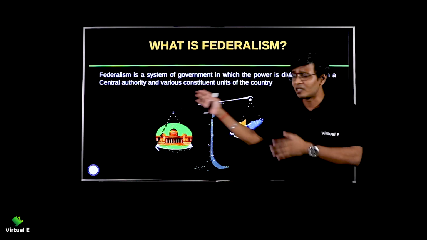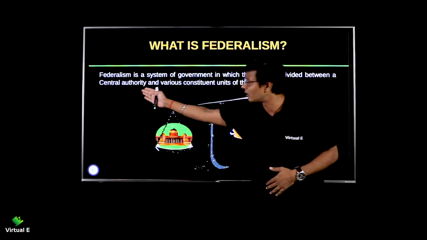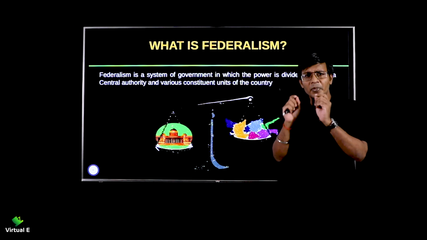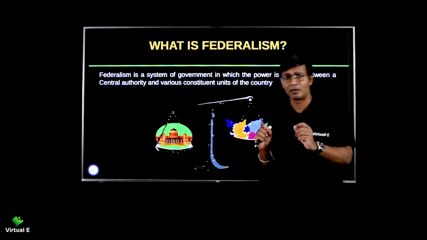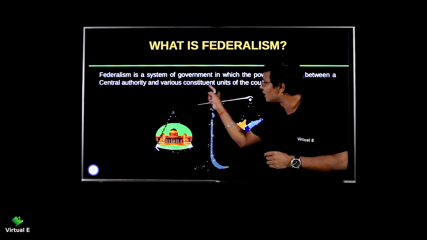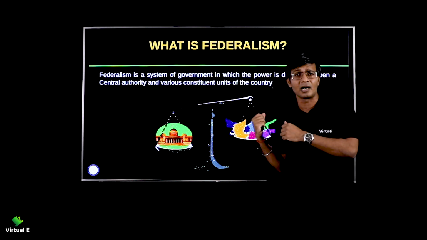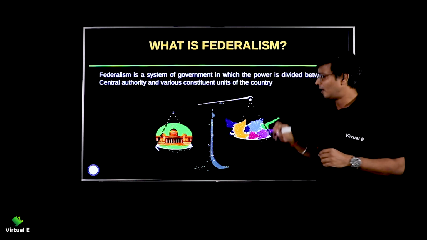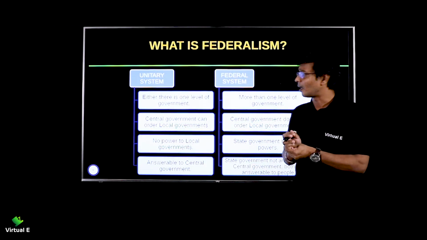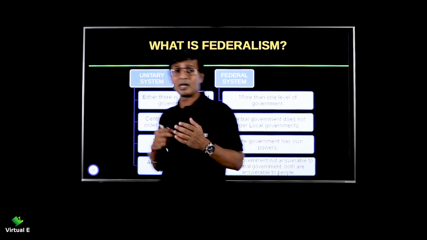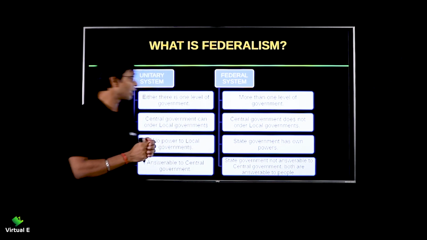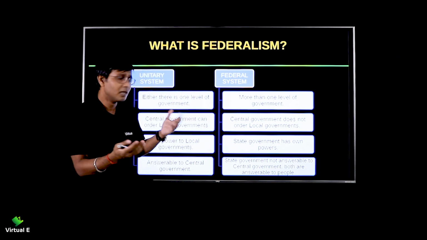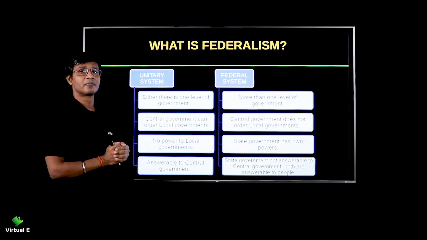It's a system where the power is shared from the central authority to the various constituent units. Please concentrate and understand. They are using the word constituent units. Here units are nothing but states or union territories. Let's go little deep and find out federalism's division. So there are two types of federalism. One is the federal system, generic explanation, and then you have unitary system.